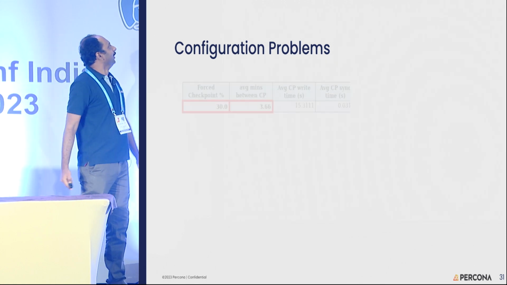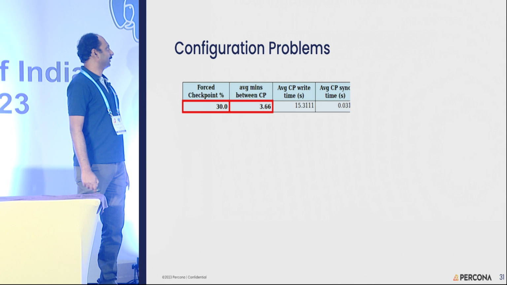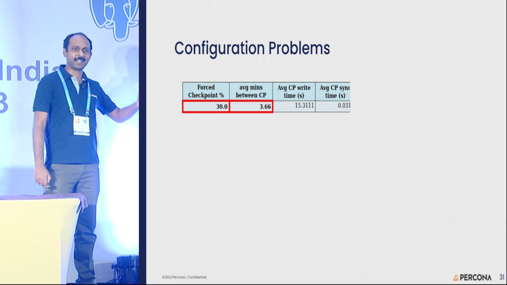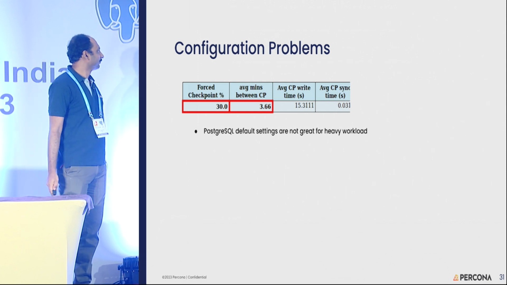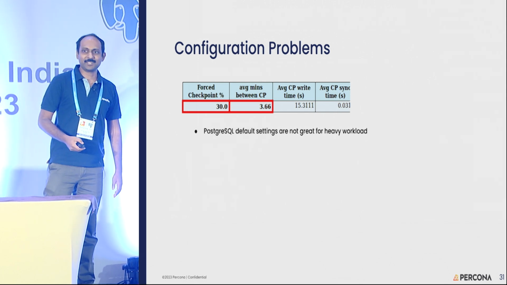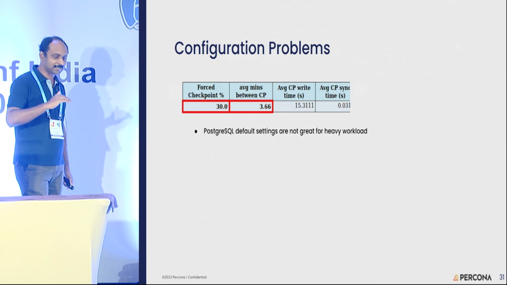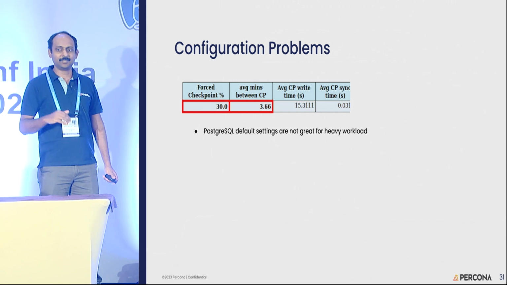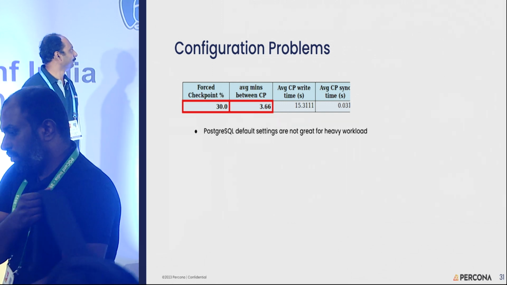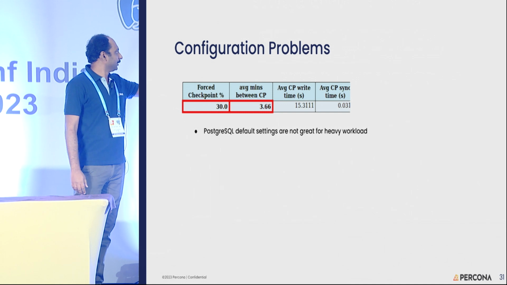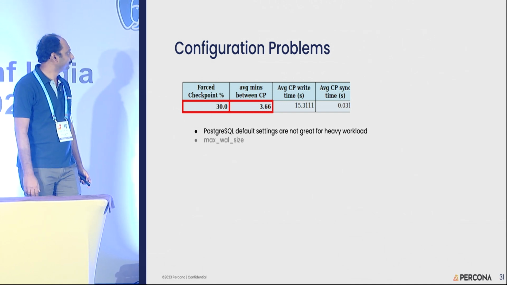Okay. The configuration problem, say checkpoint. This is the most common thing. There will be a lot of forced checkpoints. 90% forced checkpoints are common. And the problem with the forced checkpoint is unforeseen spikes. So when the overall transactions increase, the forced checkpoints also will increase automatically because the threshold is reached. And this is the time you should think about tuning your checkpointing.